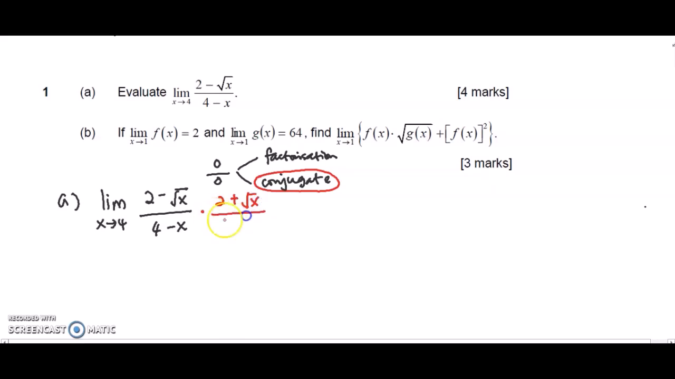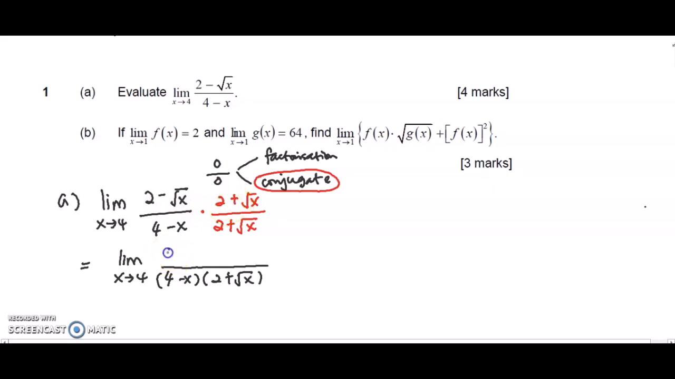Remember that down here we also need to multiply by the same thing, so that this is equivalent to 1. Then after that we are going to expand the numerator only. For the denominator, 4 minus x and 2 plus square root of x, do not expand. You just use brackets to separate them.